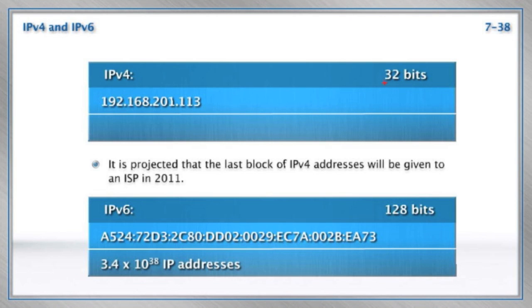Now, in the last video, let's just review, we had an IPv4 address at 32 bits in length. We can conveniently represent these 32 bits in what we call dotted decimal notation. 8 bits in the first octet, and then we have 3 more octets for a total of 4 octets that represent those 32 bits.